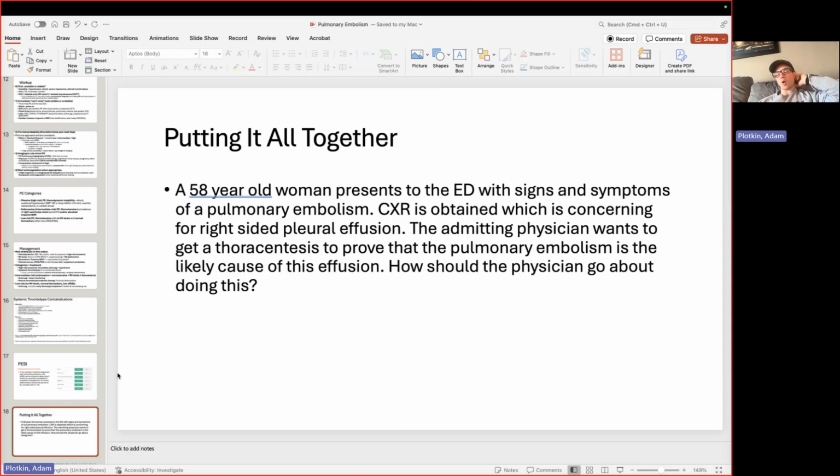How should the physician go about doing this? So basically what I'm asking you, pulmonary embolism is a common cause of pleural effusion. How would you go about making the diagnosis that this pleural effusion is likely secondary to the pulmonary embolism? Okay, that's what I'm asking. So take a second and think about it.